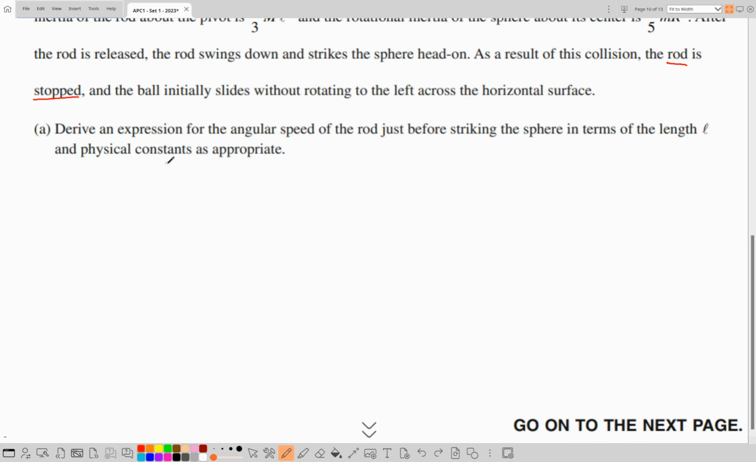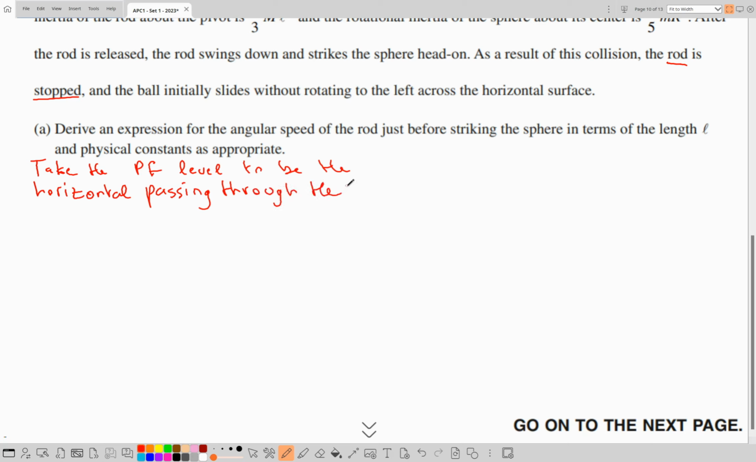Now, as stated, let's first mention: take the PE level to be the horizontal line passing through the center of mass of the rod when in the vertical position. And now, because we need to apply a big law, we need to state: apply conservation of energy.